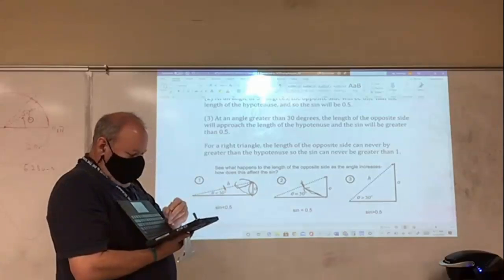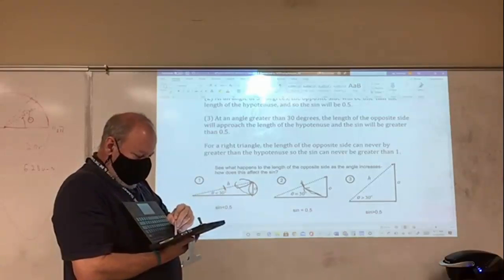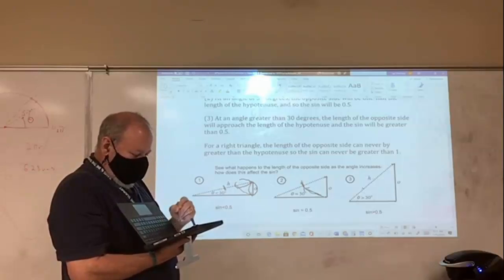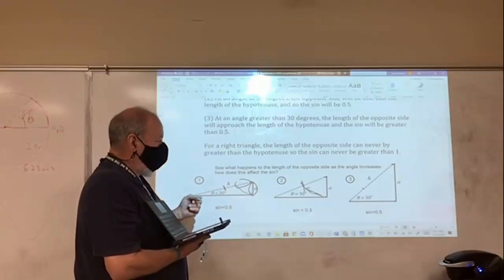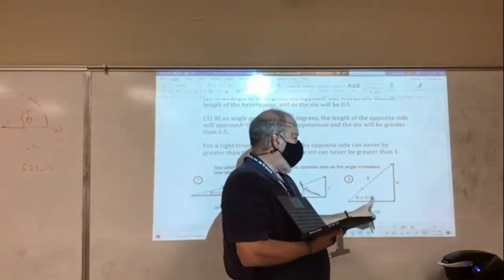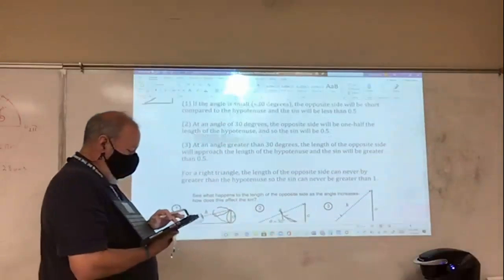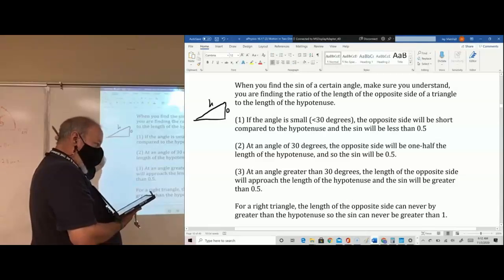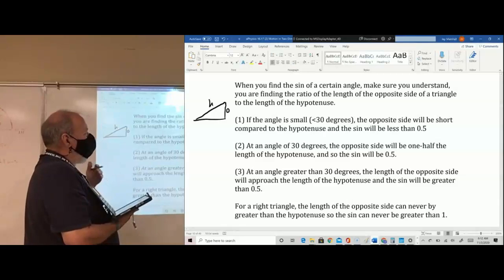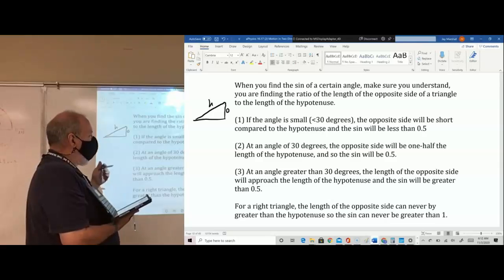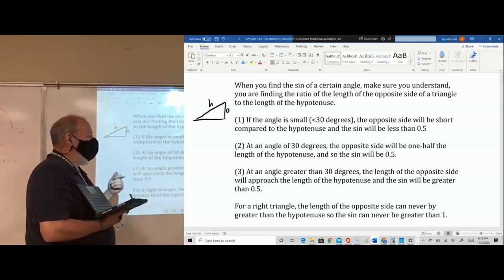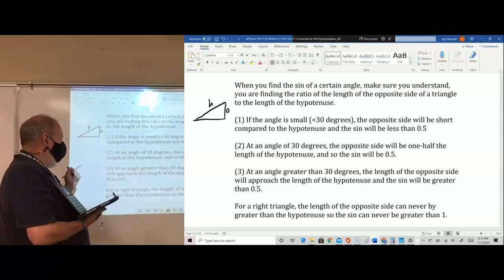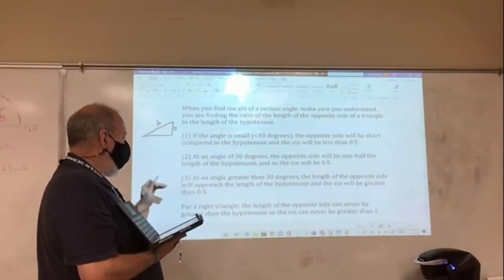And then if the opposite side is going to be greater than 1/2 of the hypotenuse, if that ratio is greater than 1/2, my angle will be greater than 30 degrees. Okay, so this is a way that you can help yourself judge what your answers might be, or what they'll be close to being on things like standardized tests. You can use this kind of information to check your answers.